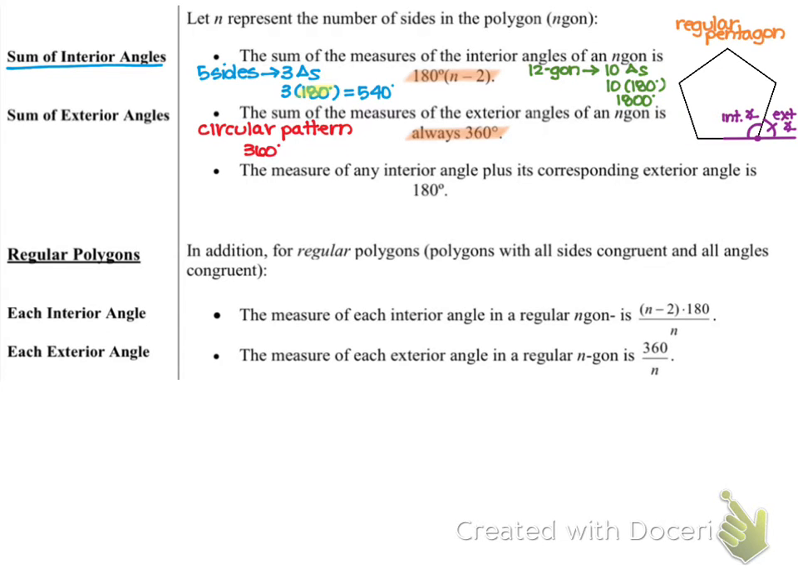I think it's pretty easy to see, since we've done a lot of stuff with supplementary angles, they are supplementary to each other. If you have an interior angle right next to its exterior angle, then we know that they make a straight line, which means these are supplementary angles.